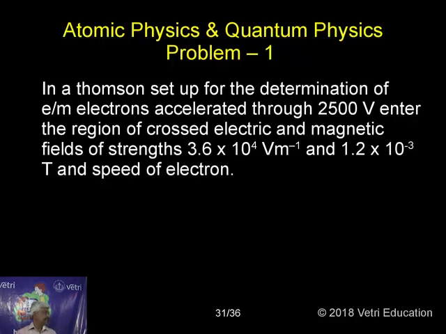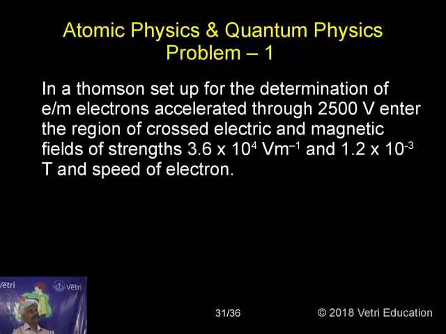in a Thomson setup for the determination of e by m, electrons accelerated through 2500 volt enter the region of crossed electric and magnetic fields of strength 3.6 × 10^4 and 1.2 × 10^-3 Tesla, and find the speed of the electron. In this problem, there are two questions asked. One is we have to find the value of specific charge, e by m.